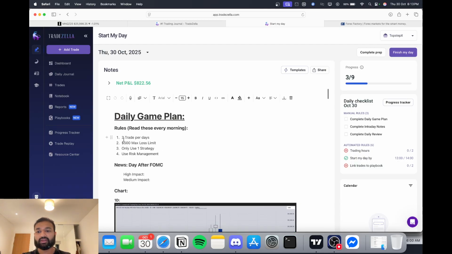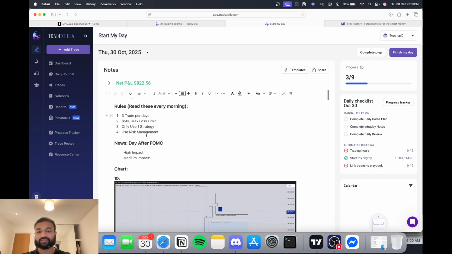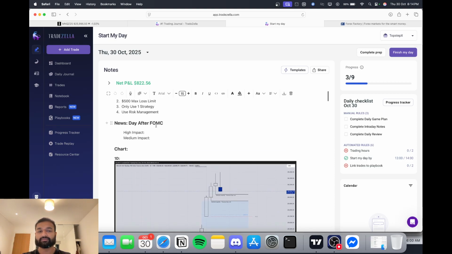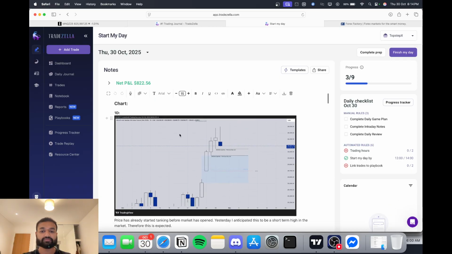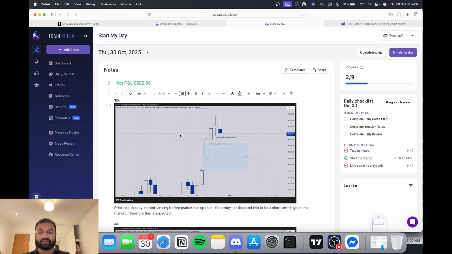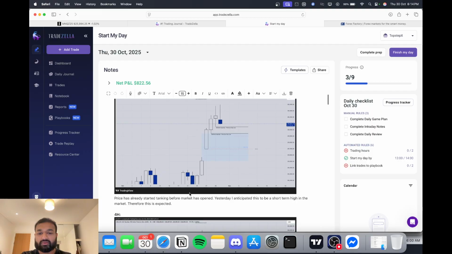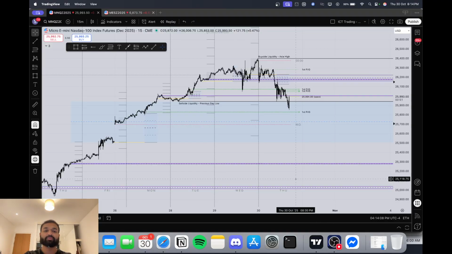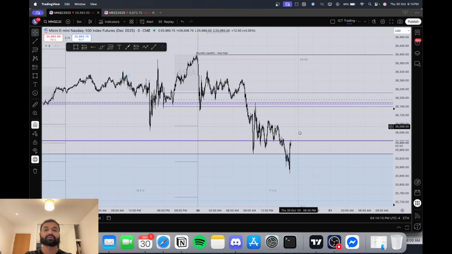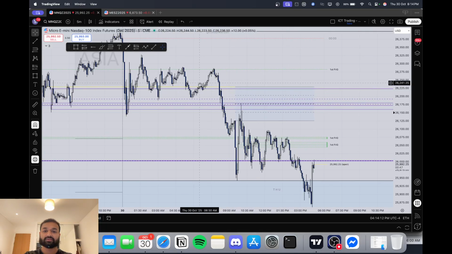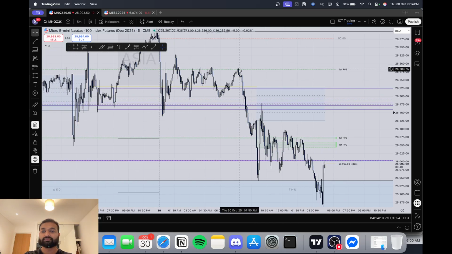So my rules today: 3 trades per day, 500 loss limit, 1 strategy, and use risk management. In the morning, I saw that price already started tanking lower before we even opened. That was at 8. See that drop from 745? It just kept dropping lower, lower, lower.